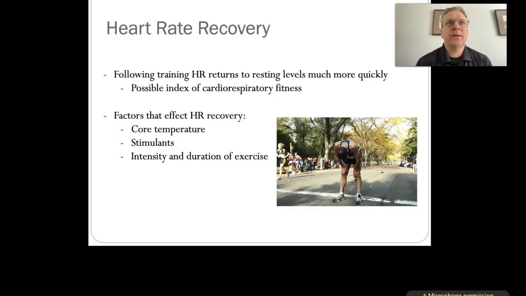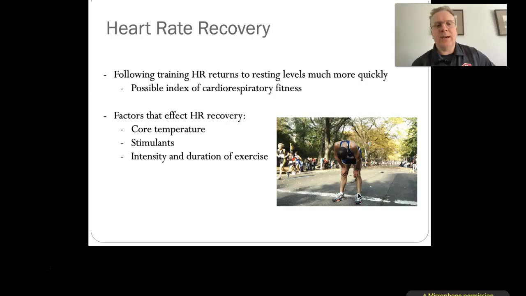A lot of these factors can have a huge impact, definitely core temperature. When it's starting to get warmer, you can see heart rate not necessarily going back to baseline levels, due to what we've talked about before in thermoregulation. Stimulants as well. If you have caffeine or coffee, that's going to have an impact on getting back to baseline levels and the overall recovery. And the intensity and duration of the exercise itself will also have an impact.